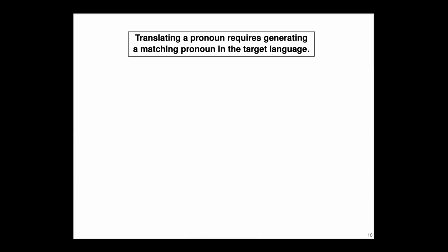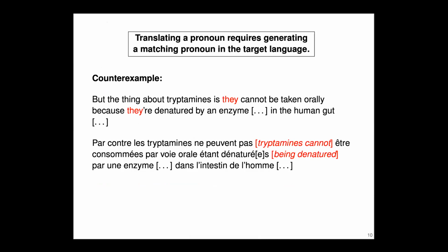Another common assumption is that translating a pronoun requires generating a matching pronoun in the target language. And there are also many counterexamples to that, because this is simply not always what happens in translation. So the example that I have here: the thing about tryptamines is that they can't be taken orally, because they are denatured by an enzyme in the human gut. If you look at the human French reference translation of this, it says, "par contre, les tryptamines ne peuvent pas être consommés par voie orale." So tryptamines cannot be consumed orally.